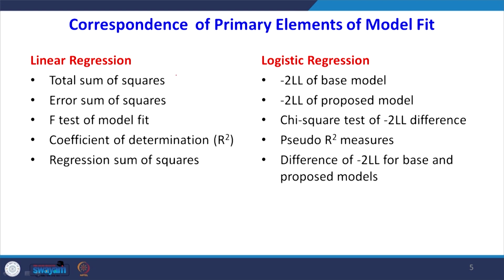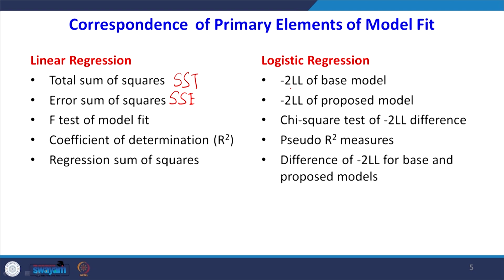Now the correspondence of the primary elements of model fit between linear regression and logistic regression. We used to write SST, total sum of squares, for linear regression. The equivalent term for logistic regression is minus 2LL, the log likelihood of the base model. Here you have to write SSE, error sum of squares. The equivalent term in logistic regression is minus 2LL of the proposed model. I have explained the meaning of log likelihood in my previous lectures. In this lecture also, I will show you the software output where we can get this log likelihood value.